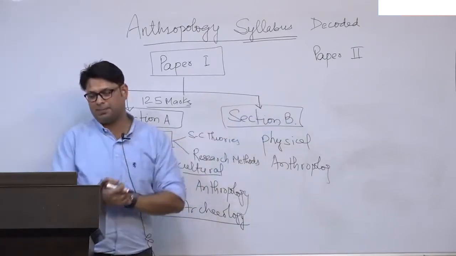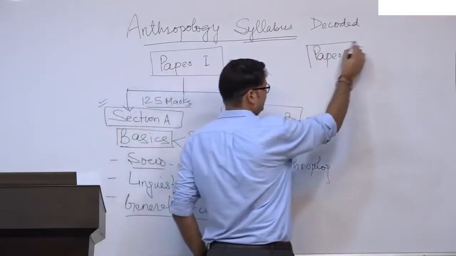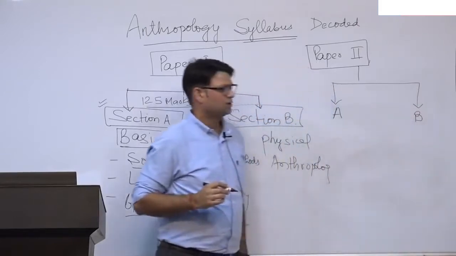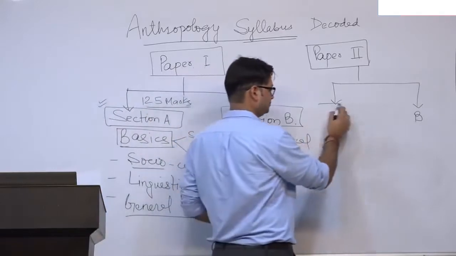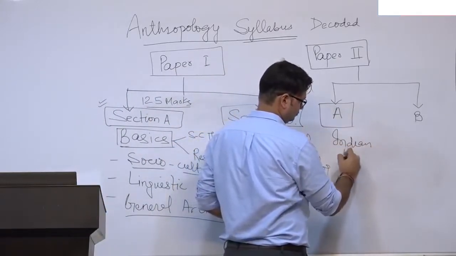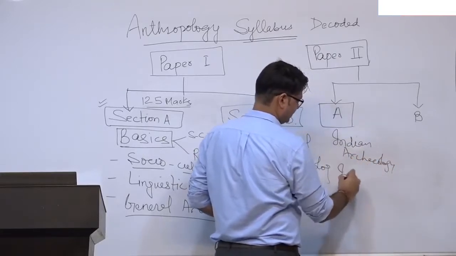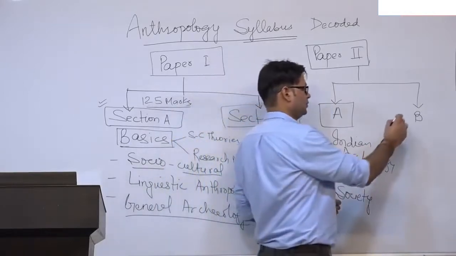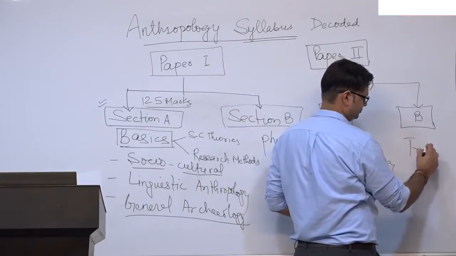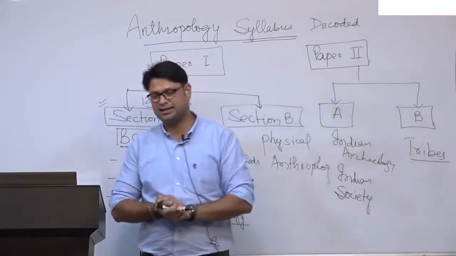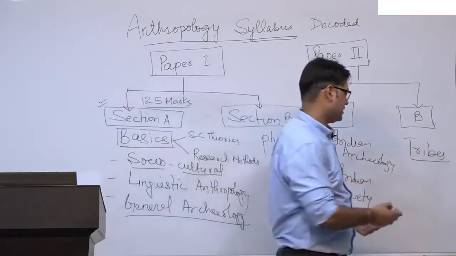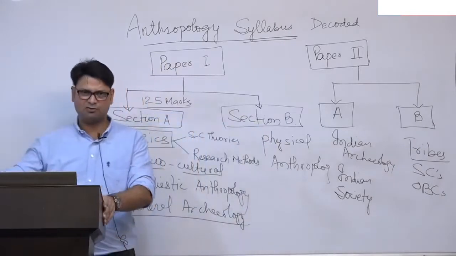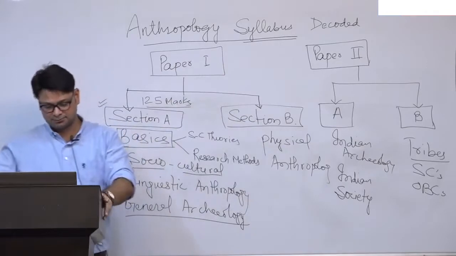And then similarly, paper 2 is relatively safe in that respect, in that there are these two sections, A and B. In section A, they ask Indian archaeology and Indian society. Right? And section B is dedicated to tribes. Undoubtedly, there are some more areas such as scheduled castes, OBCs and all that can be asked, and they are often asked also. So this is the broad outline of the paper.